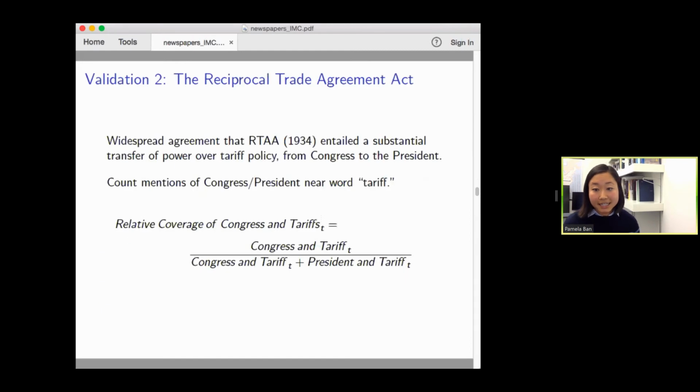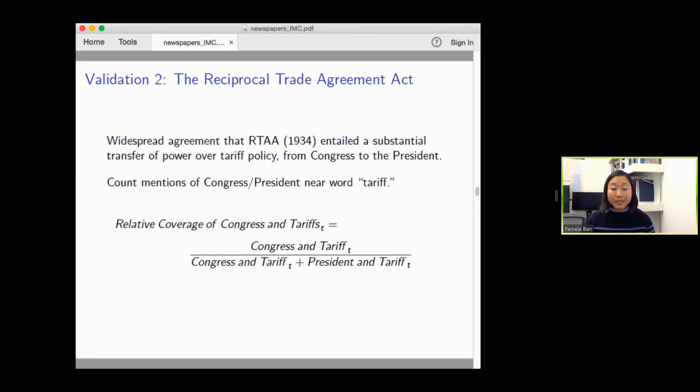The second validation test I want to talk about is on the Reciprocal Trade Agreement Act. In 1934, the Reciprocal Trade Agreement Act was passed, which entailed a substantial transfer of power over tariff-making policy from Congress to the president. This is an example in which we're thinking about a specific type of power, that is power over tariff-making, and we're looking at the shift of that power between Congress and the president.